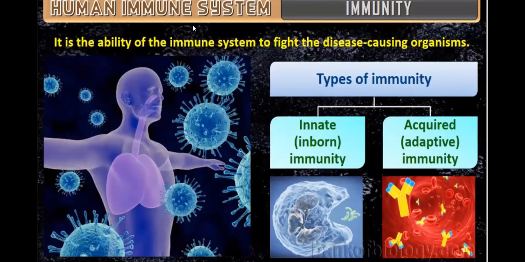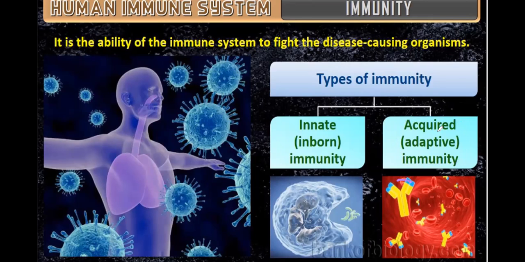What is immunity? It is the ability of the immune system to fight disease-causing organisms. There are different types of immunity. Innate immunity is inborn immunity, immunity present since birth. Acquired immunity is also known as adaptive immunity.